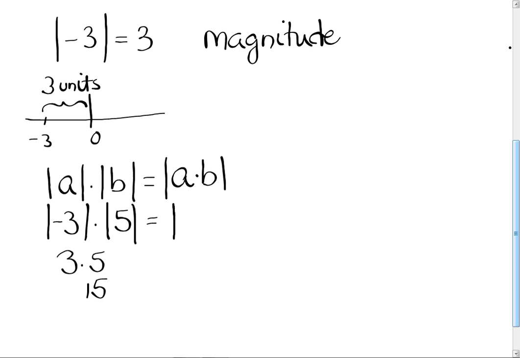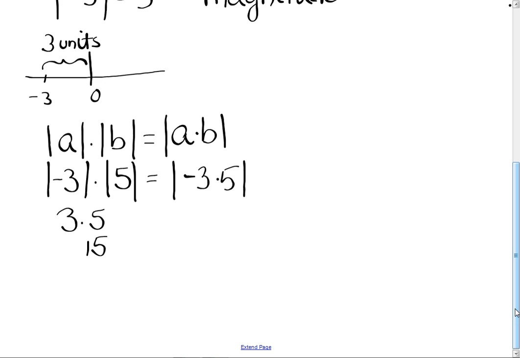You can also do this. And what is -3 times 5? -15. What's the absolute value of -15? 15. Well, if you can do it with multiplication, because multiplication and division are the same thing, you can do it with division.